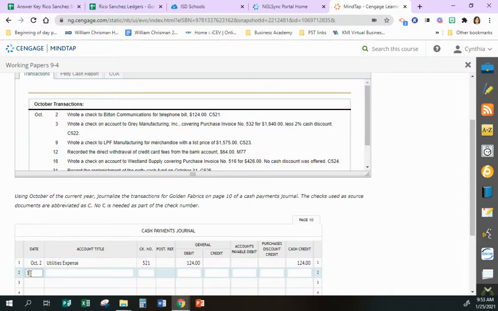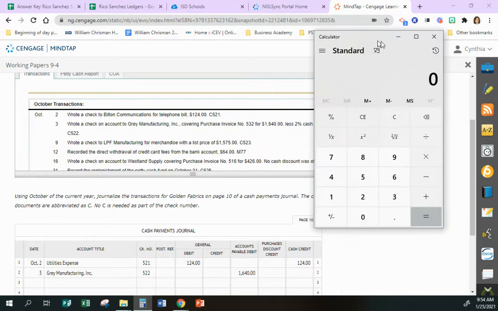And then on the third, we wrote a check on account to Gray Manufacturing. Basically, we're paying off a purchase order. However, we're taking advantage of this cash discount. So we're going to put the name of the company, Gray Manufacturing, Inc. on the line. This is going to be check 522. Now, what we have to do here is when we recorded this purchase invoice, we put $16.40 into accounts payable as a credit. So now we have to take that full amount out of accounts payable because we're paying it off. However, we're taking advantage of that 2% discount.